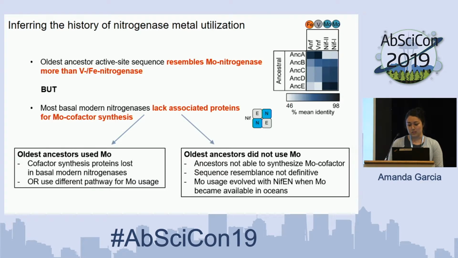The second option is that perhaps the oldest ancestors did not use molybdenum because they were not able to synthesize the molybdenum cofactor. They didn't have NIF-E, they didn't have NIF-N, and the sequence resemblances that we observe may not be entirely definitive, and molybdenum usage really did evolve with NIF-E and NIF-N once molybdenum became available and not until after the divergence of these uncharacterized clades.